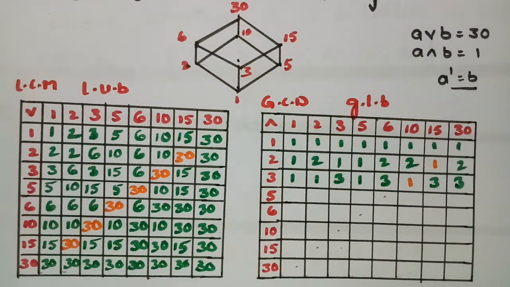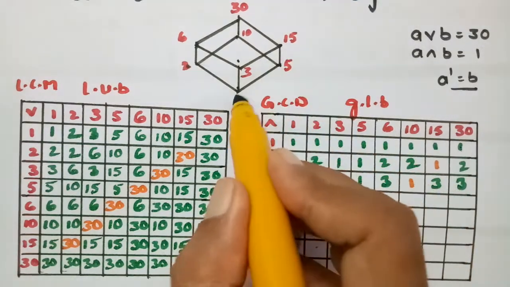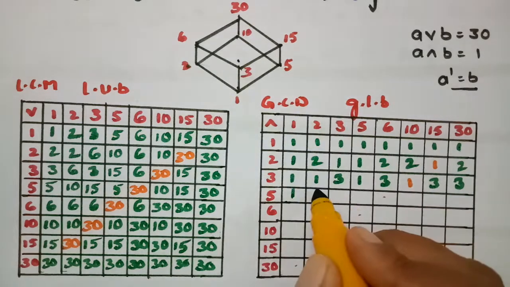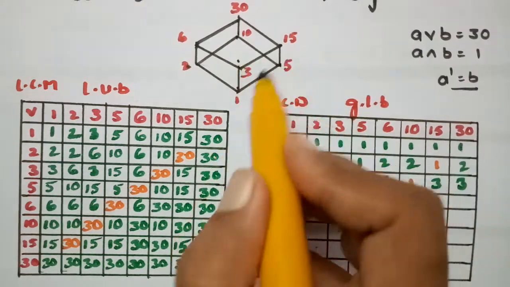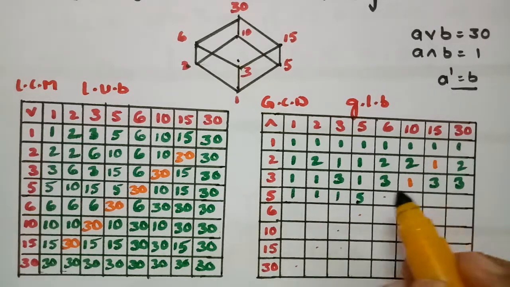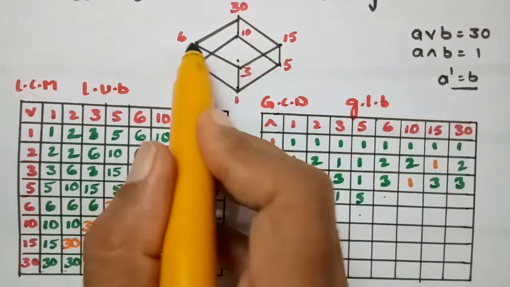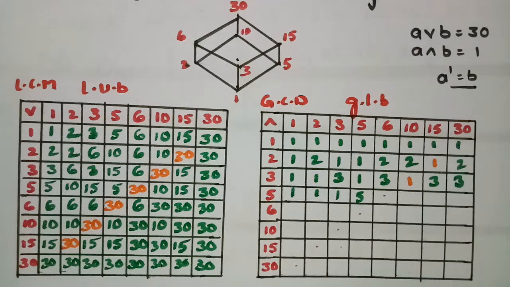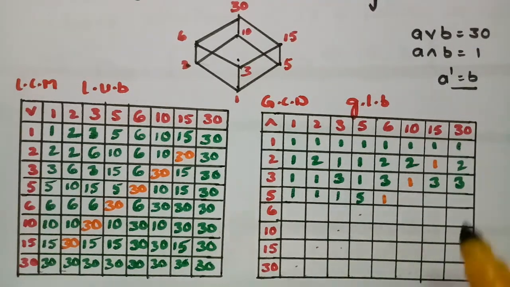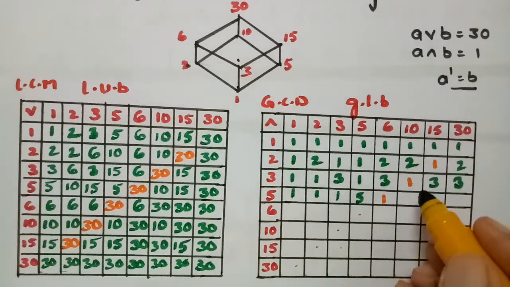And next one coming to 5 and 1. So 5 and 1, 1 is the lower bound. 5 and 2, 1 is the lower bound. And 5 and 3, 1 is the lower bound. And among 5 and 5, 5 is the lower bound. Among 5 and 6, 1 is the lower bound. Both meet at element 1.